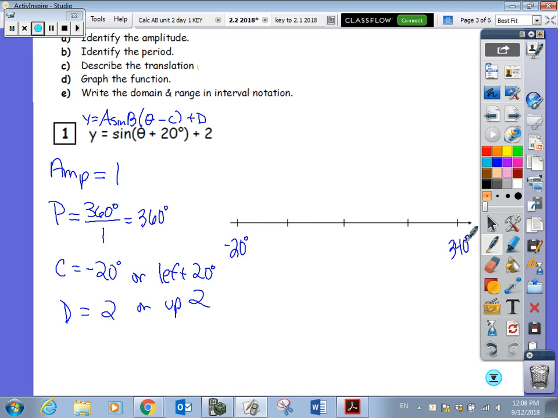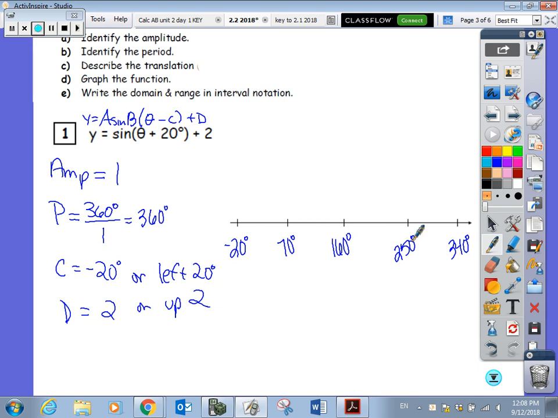Now we have to find the midpoint. Halfway, so we add and divide by 2. So negative 20 plus 340 is 320. 320 divided by 2 is 160 degrees. Negative 20 plus 160 is 140. Divided by 2, 70 degrees. 160 plus 340, 500. Divided by 2, 250. Now, there's another way to do that too.